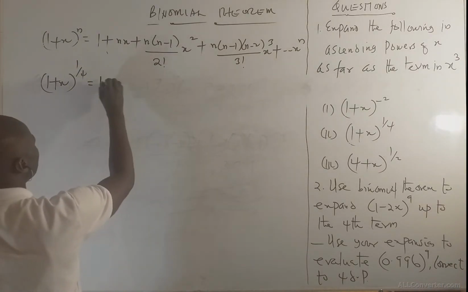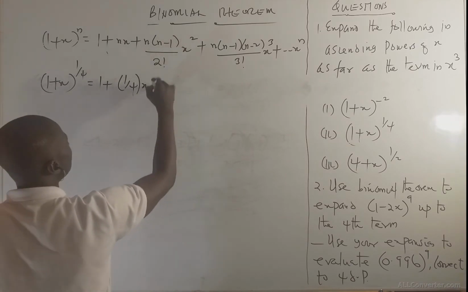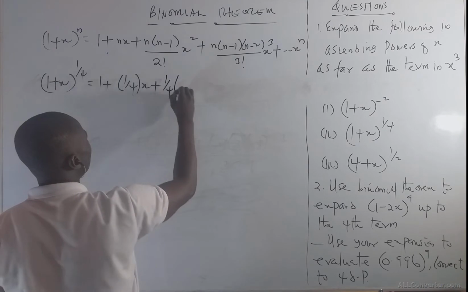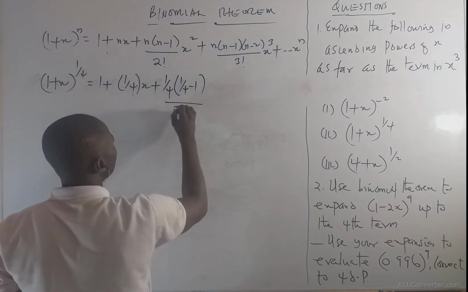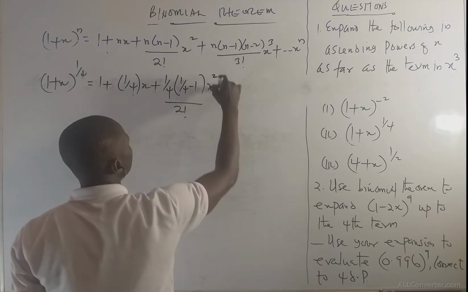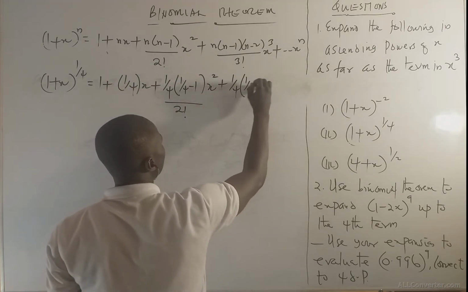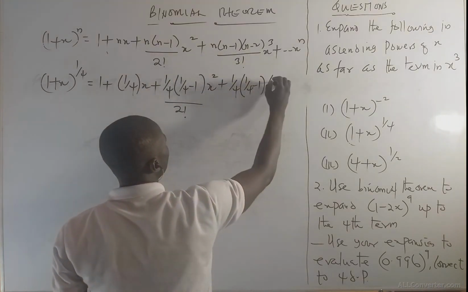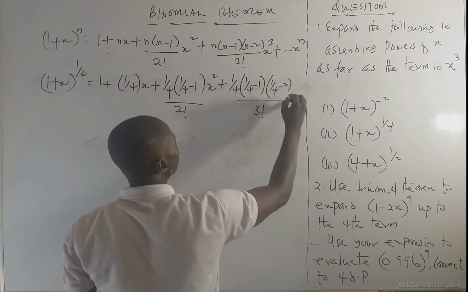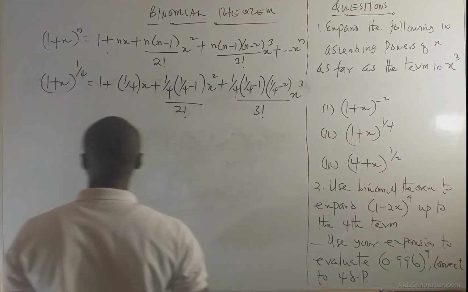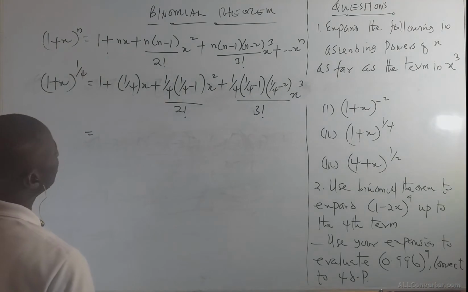So we are going to have 1 plus n, and n is 1 on 4, x, plus n, that is 1 on 4, then 1 on 4 minus 1 over 2 factorial. We have x squared here. Then we have n, and n is 1 on 4. n minus 1, that is 1 on 4 minus 1. Then we have 1 on 4 minus 2, over 3 factorial. Then we have x cubed. Then we have to stop there. So now we are going to simplify this.